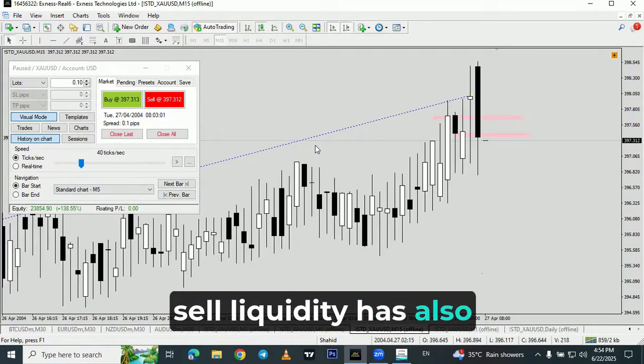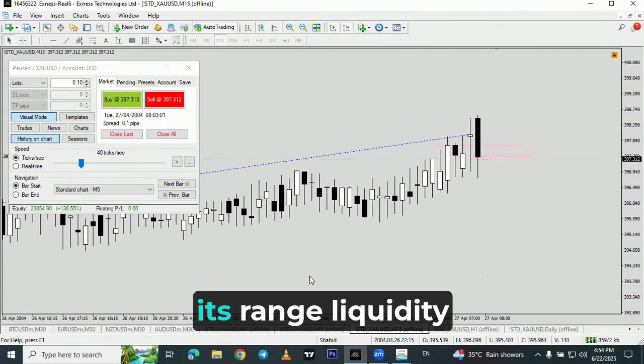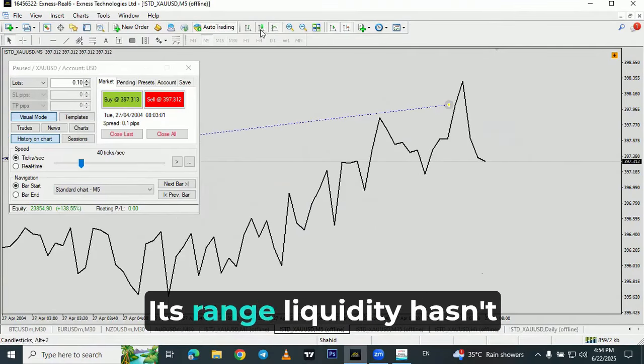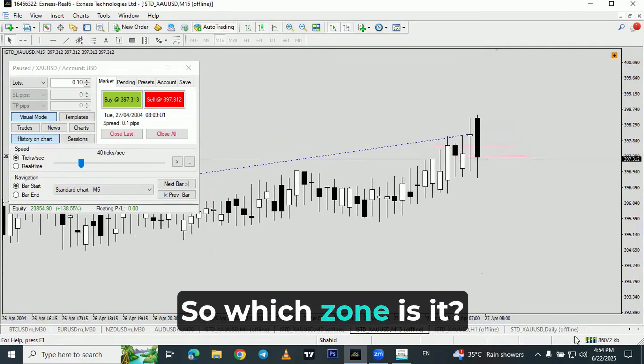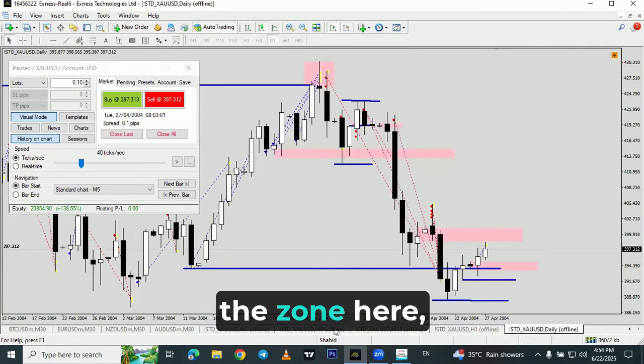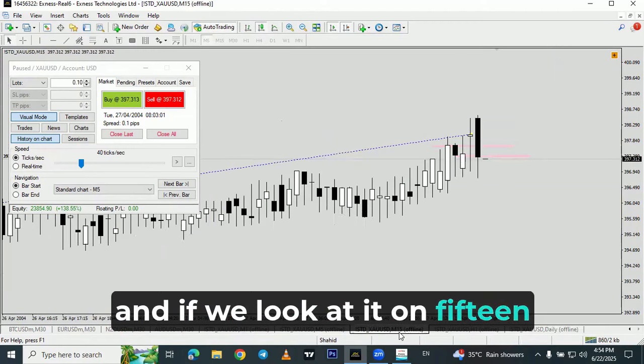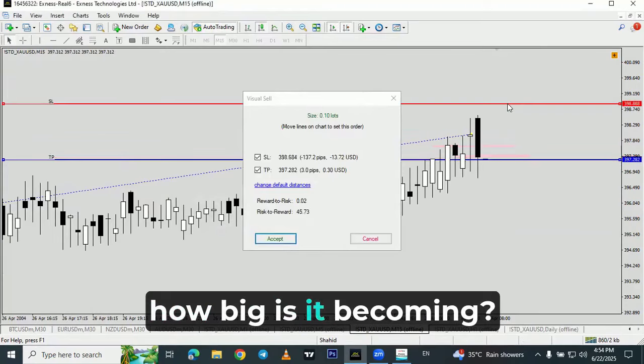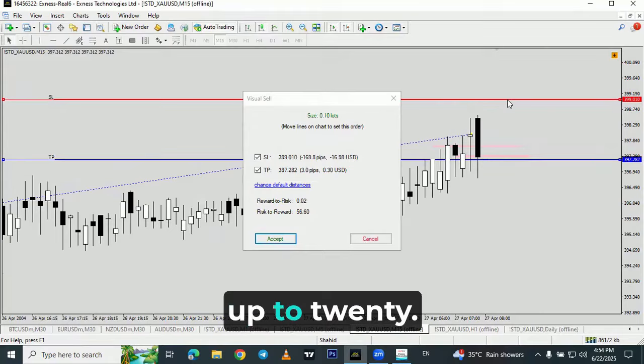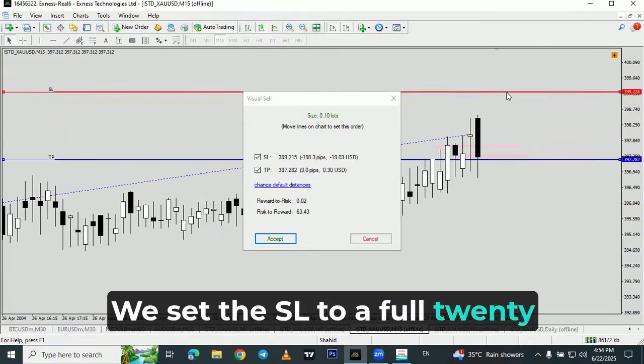The buy set has also happened and the sell liquidity has also happened. So here if you see, its range liquidity hasn't formed here. So which zone is it? The market has tapped the zone here, and if we look at it on 15 minutes and 5 minutes, how big is it becoming? So we set the SL here up to 20. We set the SL to a full $20 here, okay?